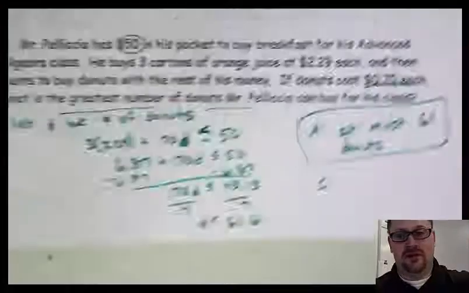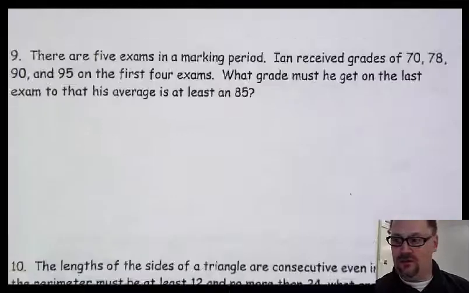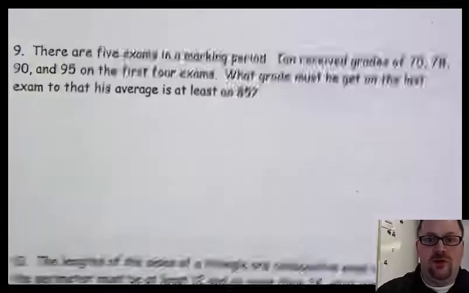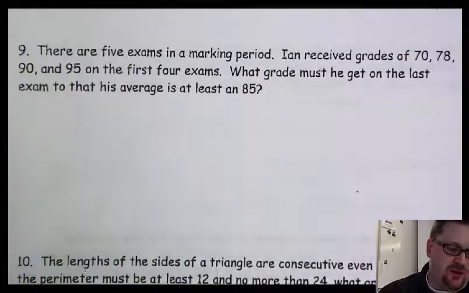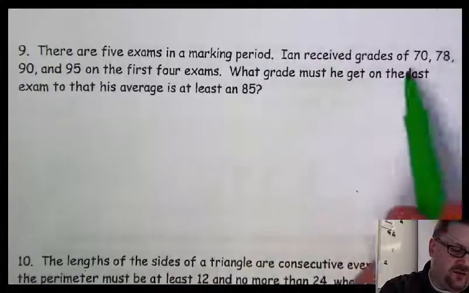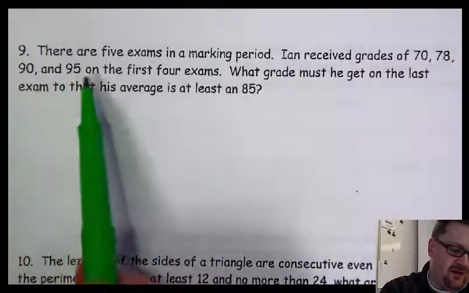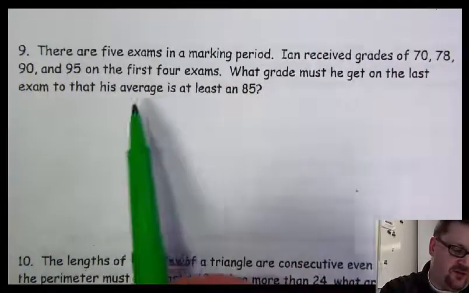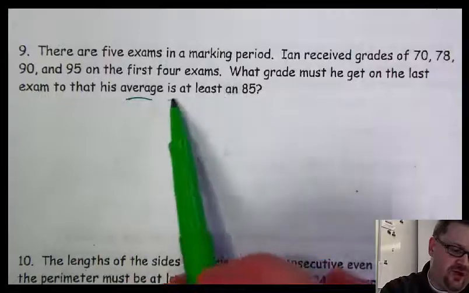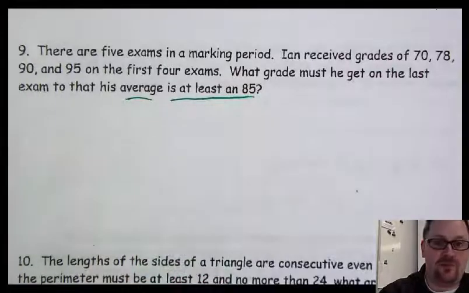All right. Let's go to number 9. Number 9 is a really good one. Students very often get confused with this idea of averages. Okay, so there are 5 exams in a marking period. Ian received grades of 70, 78, 90, and 95 on the first 4 exams. What grade must he get on the last exam so that his average is at least an 85?